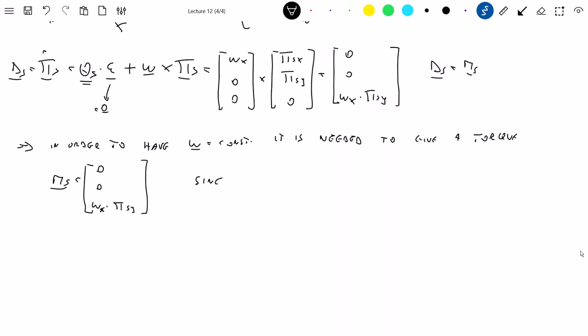Since the system rotates, also this torque, in some sense we can say that this torque also rotates, and this generates vibrations, okay?